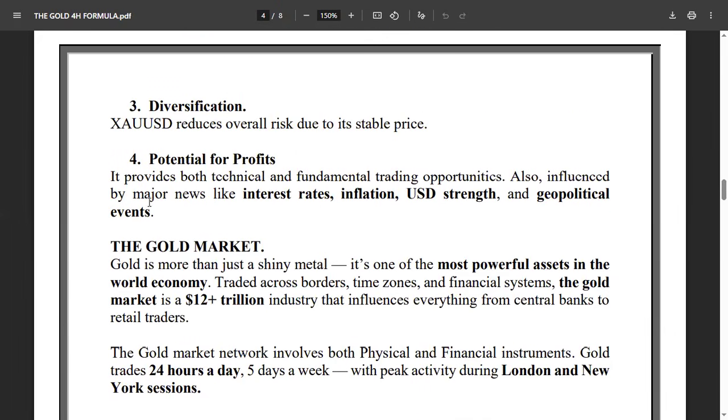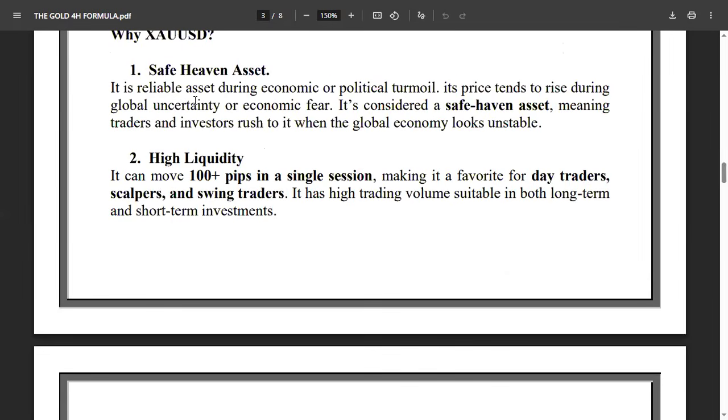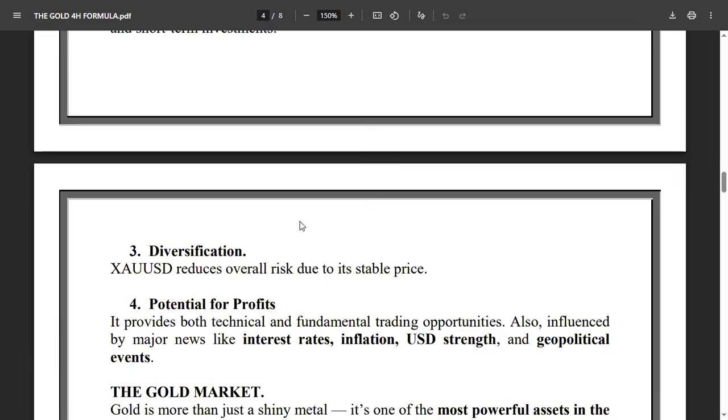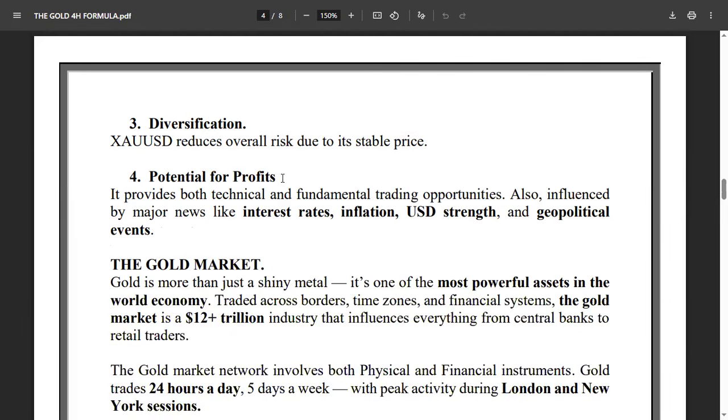Also, it is suitable for diversification. As I talked about in the safe haven, the same applies here. It is used to diversify resources in terms of money. So we diversify money in terms of gold, an asset that does not lose value. And of course, there is potential for profits in both technical and fundamental analysis.